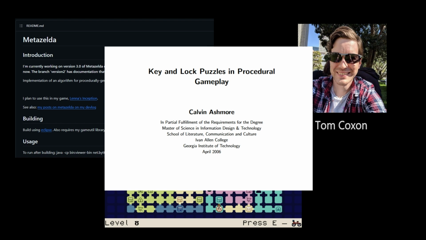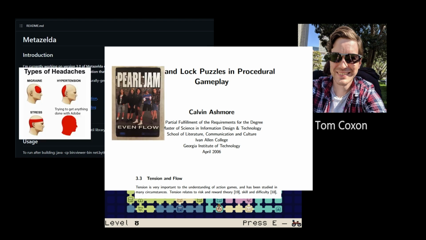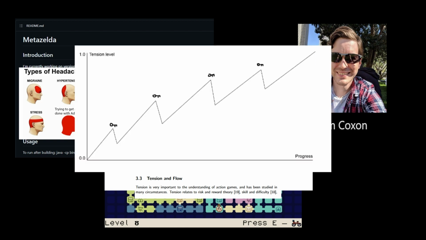To wildly oversimplify, in the paper, Dr. Ashmore talks about tension and flow, and how to keep a player engaged by gradually increasing difficulty, then giving a period of rest by lowering it. Two steps forward, one step back. It keeps you in the flow state, sandwiched between the Valley of Baby mode and the Get Good zone.